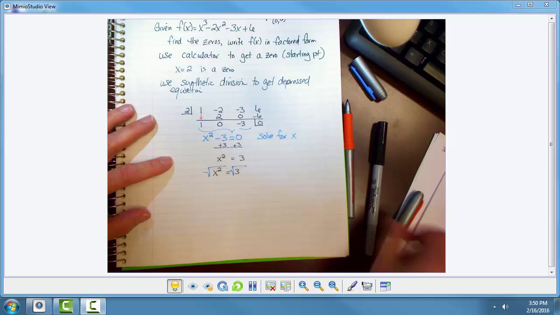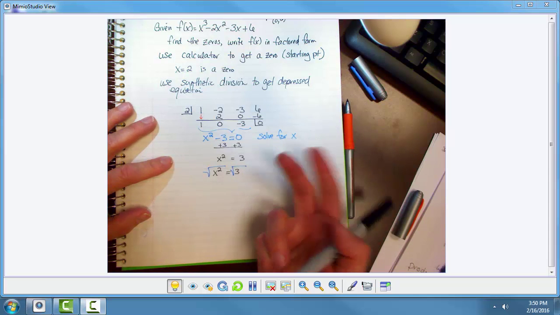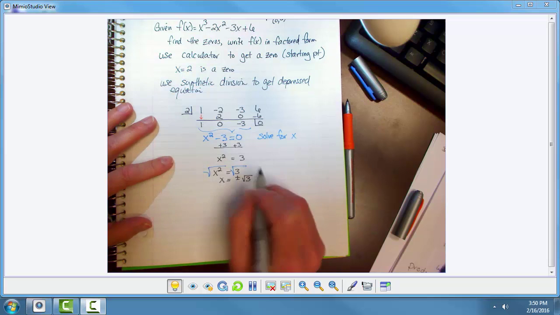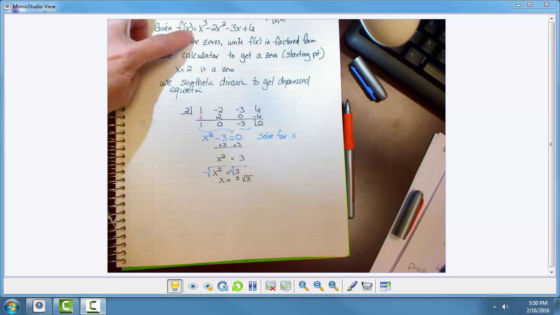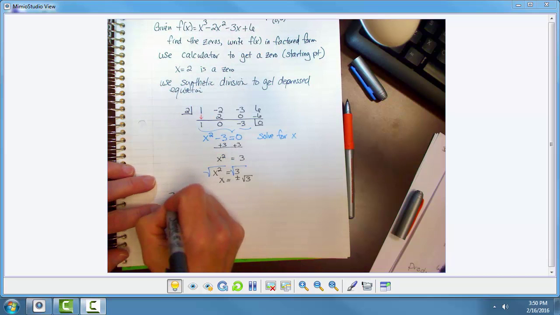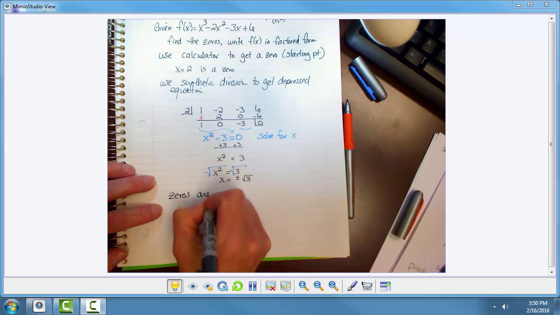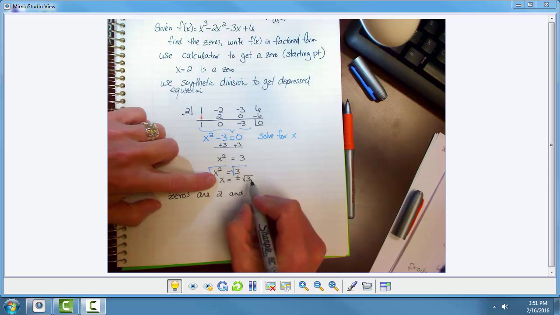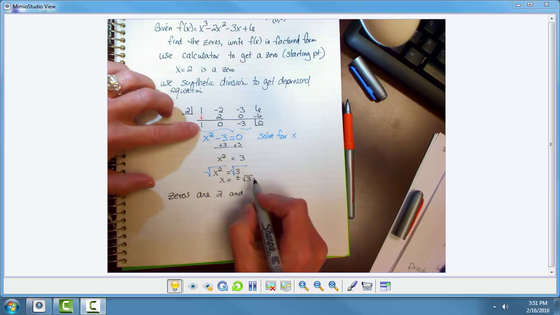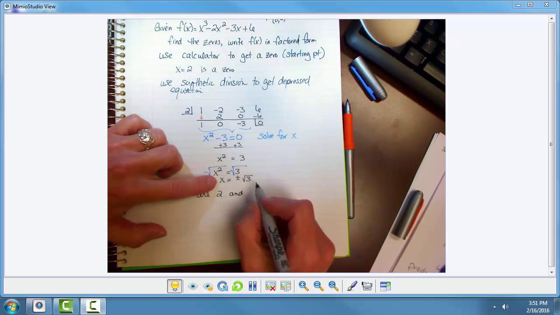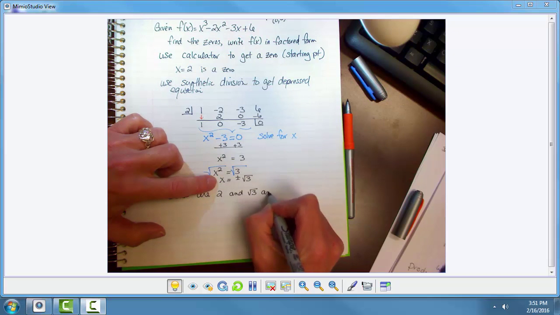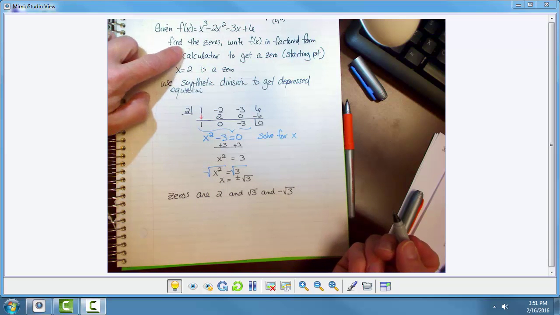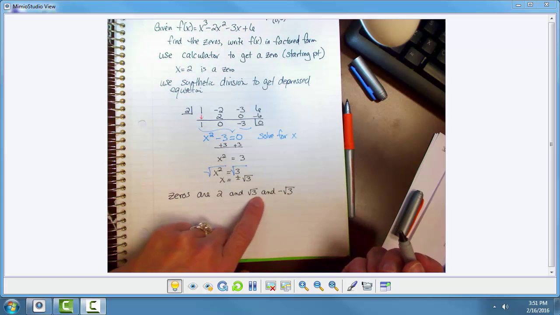And remember, when you take the square root of both sides, you get 2 answers, a plus and a minus. So x is equal to plus or minus the square root of 3. So for this big ugly polynomial up here, our zeros are, we got 2 from the handy dandy calculator, and then we use the synthetic division to get a depressed equation, which we then solved to get positive square root of 3 and negative square root of 3. So we found the zeros. They're 2 and square root of 3 and negative square root of 3.